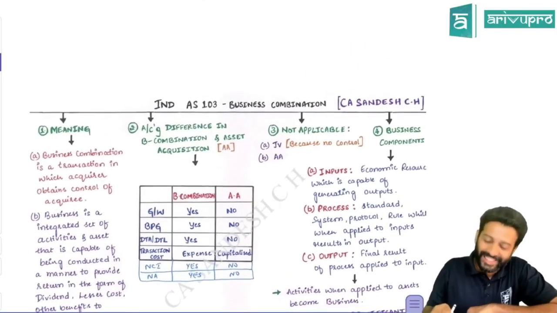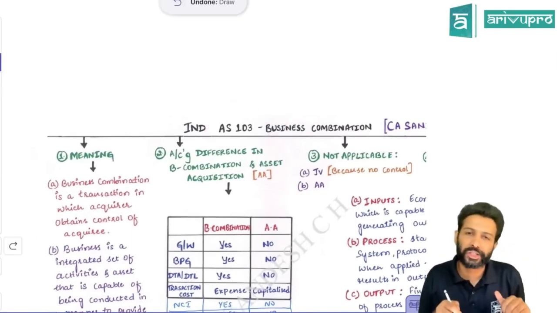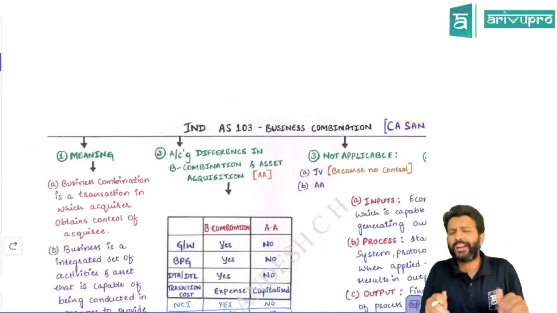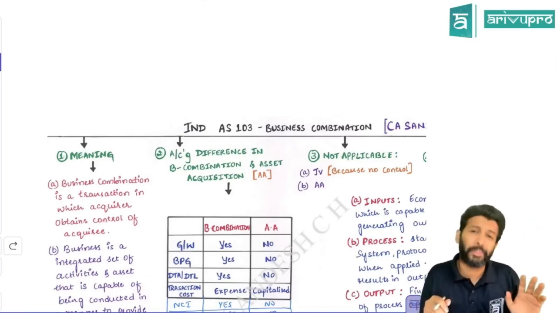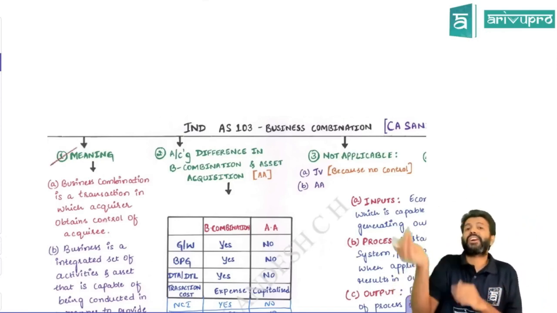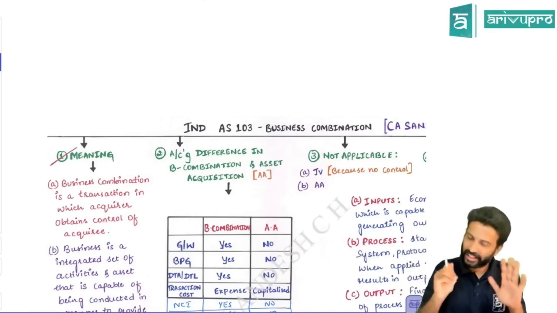So we'll be starting with the revision of IND AS 103 business combination. So business combination means what? It's a transaction where one company gets the control of another company. That's all. So if one company gets the control of another company, then we say the business combination transaction has happened. That's one.